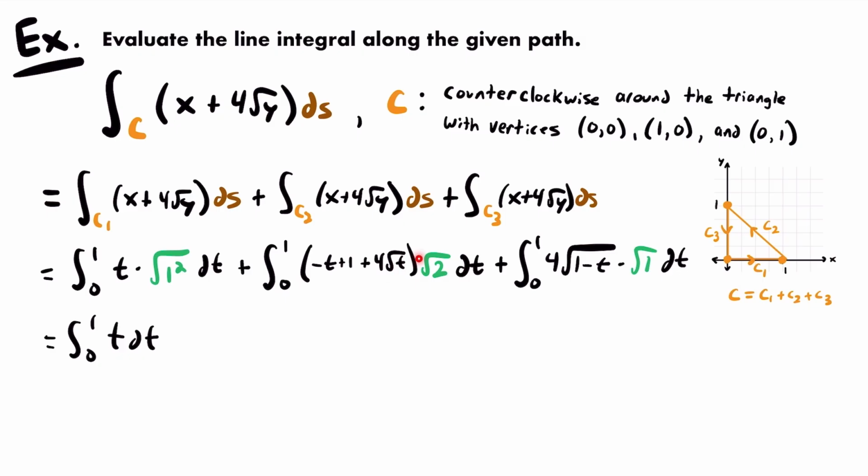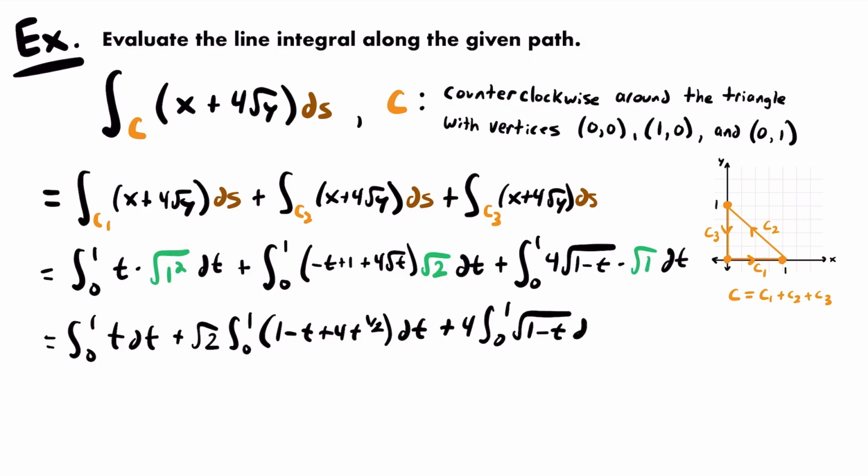Then for this integral, I'll pull the square root of 2 out to the front. We'll have plus the square root of 2 times the integral from 0 to 1 of these terms, which are not too bad to integrate, although I will rewrite the square root of t as t to the 1/2 power, and also I'll reorder these terms. I'll write it like this. We'll have 1 minus t plus 4 times t to the 1/2 power, so that is then ready to integrate. And then for this last integral, the square root of 1 is 1, so you're just multiplying this by 1, and I'll pull that 4 out to the front, so we have plus 4 times the integral from 0 to 1 of the square root of 1 minus t dt.